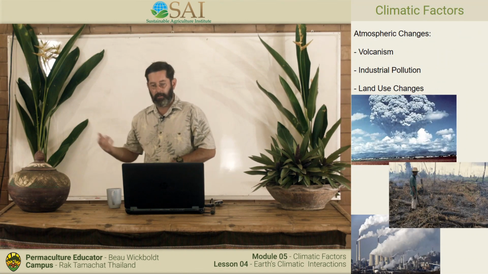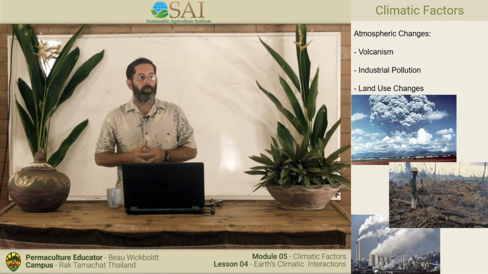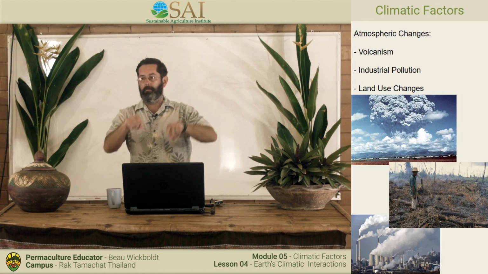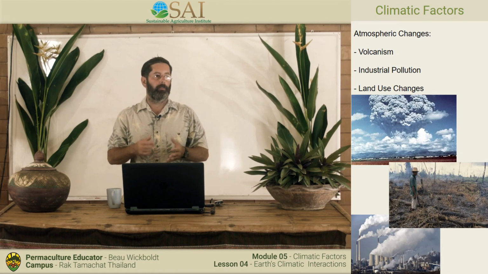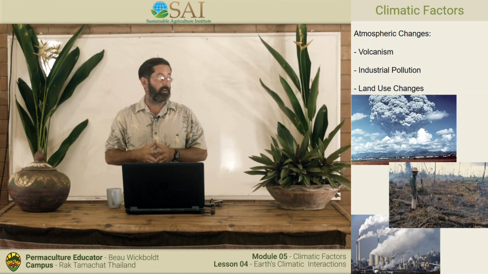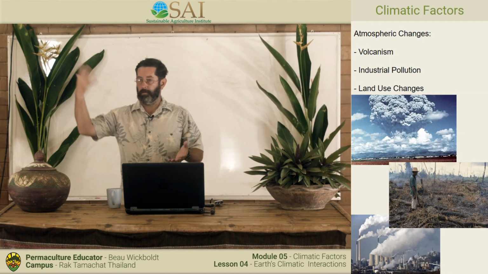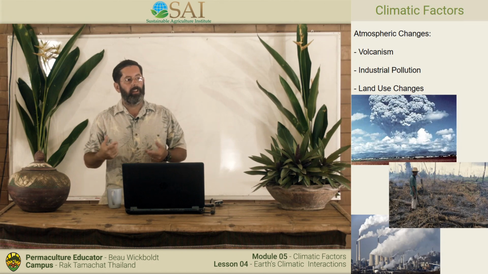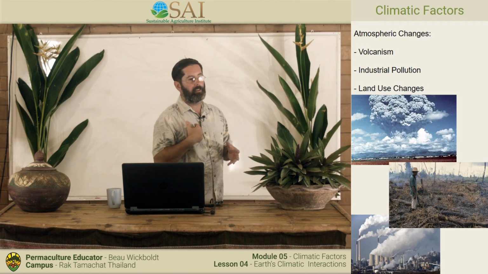But atmospheric changes do play a role. When they go back and look at those temperature shifts, most of the time they find them due to some type of atmospheric change. Volcanism, and today we're living in a time of industrial pollutants, so we put pollutants into the air. And any type of land use change, because we actually started to change our agriculture, right?